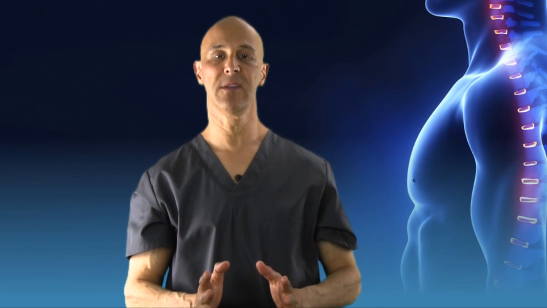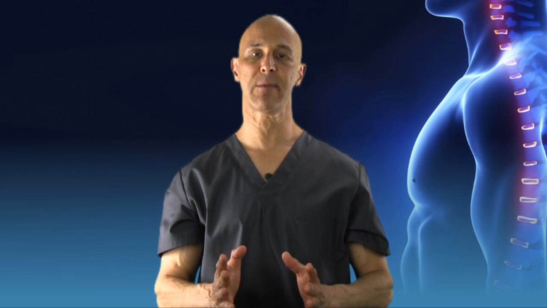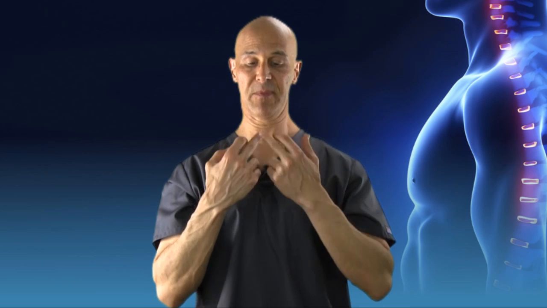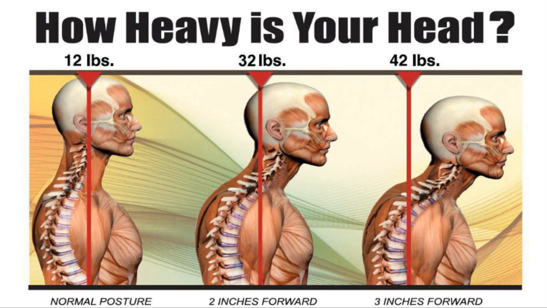It's an excellent thing you can do, but most important, try to get in the habit of looking down from the chin. Remember, the head weighs 12 pounds, and for every inch you go forward, it's an additional 10 pounds. 2 inches forward, 32 pounds of force at the back of the muscles of the neck and shoulders have to hold up, and 3 inches forward is 42 pounds. Now, even beyond that, it starts to multiply even more.